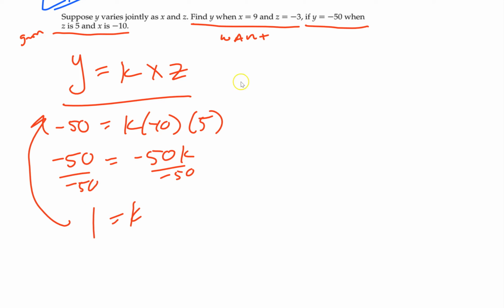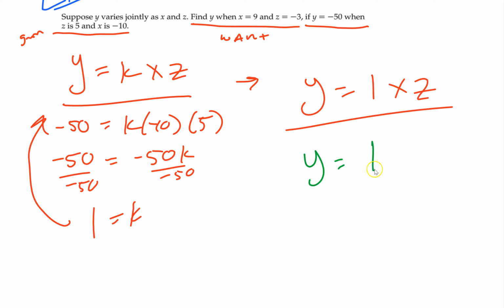Plug it in. Once you find your k, right, you plug it in and you get your equation now. So that's my equation. And now again, once you have that, you're done. Just find anything you need. So they want y when x equals 9 and z equals -3. Plug it in. Y equals 1 times 9 times -3. -27. Done. Right? That's all it is.